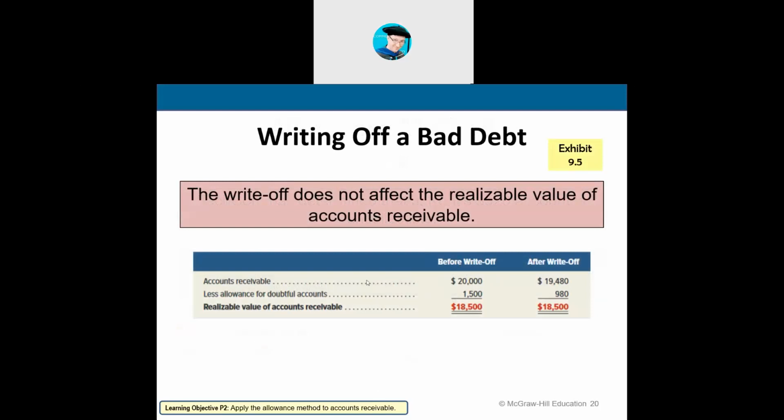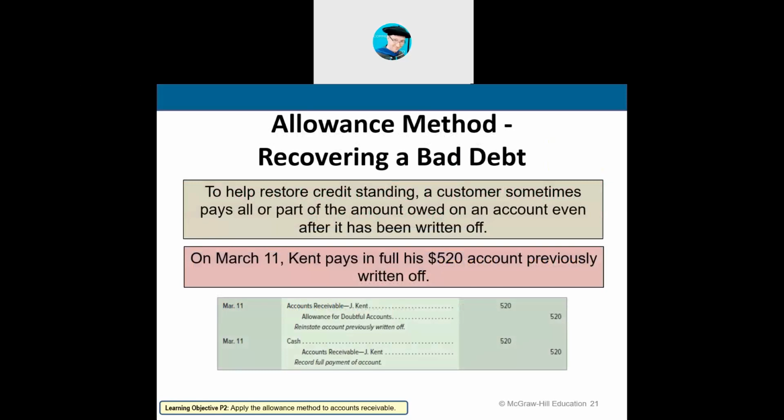Before the write-off, we had total accounts receivable minus allowance for doubtful accounts, which gets me realizable accounts receivable of $18,500. After the write-off, my total accounts receivable is $19,480, minus allowance for doubtful accounts, $980. That just shows us the change, right, from the $520.